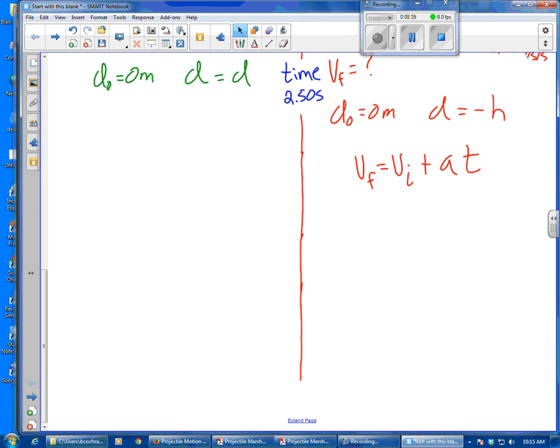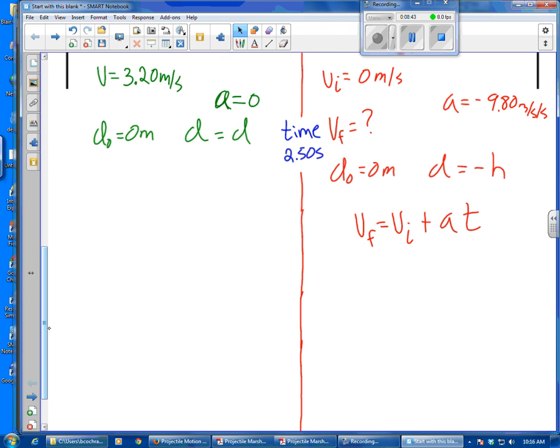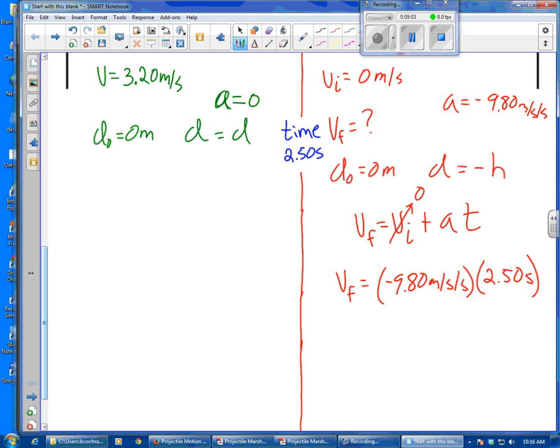And I know, let's see, go back up there. So V final equals, well, V initial is 0, isn't it? So I can just get rid of that term. A, which is negative 9.80 meters per second squared, times my time, which is 2.50 seconds.